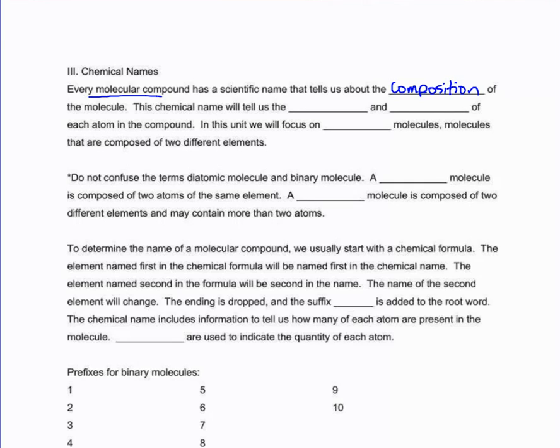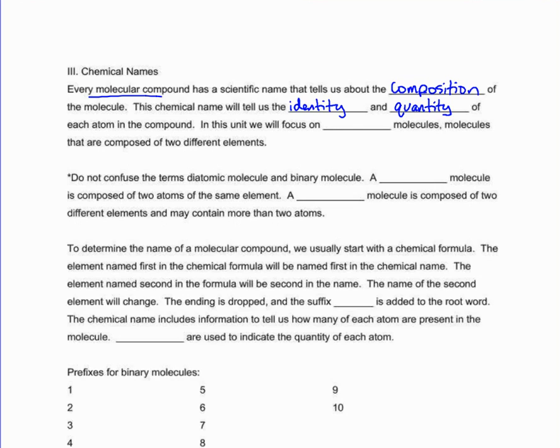So the chemical name tells us a couple of things. First off, it tells us the identity of the atoms in the compound, which is the same as in the previous unit with ionic compounds. We knew what atoms were involved. But there's a difference here. When we're talking about molecular compounds, it's also going to tell us about the quantity of each atom in the compound.